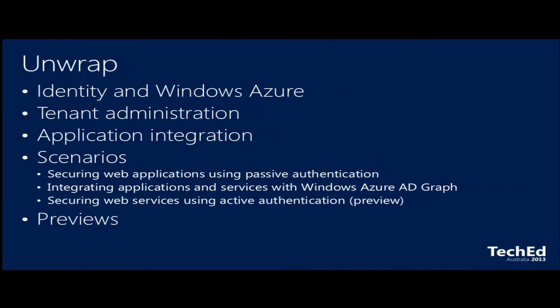I'll introduce how you can administer your own Windows Azure Active Directory tenant, a directory service running in the cloud, and how you can integrate your applications with it. And then I'll walk through three key scenarios. First one being how you can secure your web applications with Windows Azure AD for single sign-on, what's otherwise known as passive authentication. How you can integrate your cloud applications with Windows Azure AD Graph in order to query information about users, groups, roles, contacts at runtime. And finally, how to secure your web services using a preview feature that's known as active authentication. And I'll just wrap up by introducing a few other preview features that became available in the last few weeks.